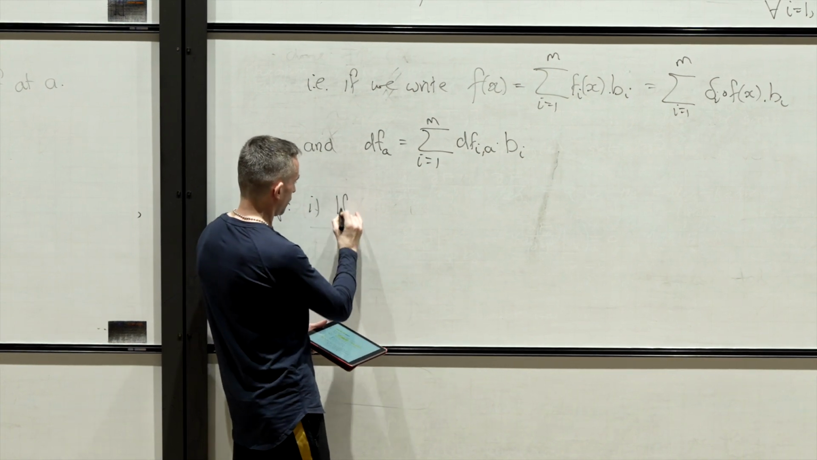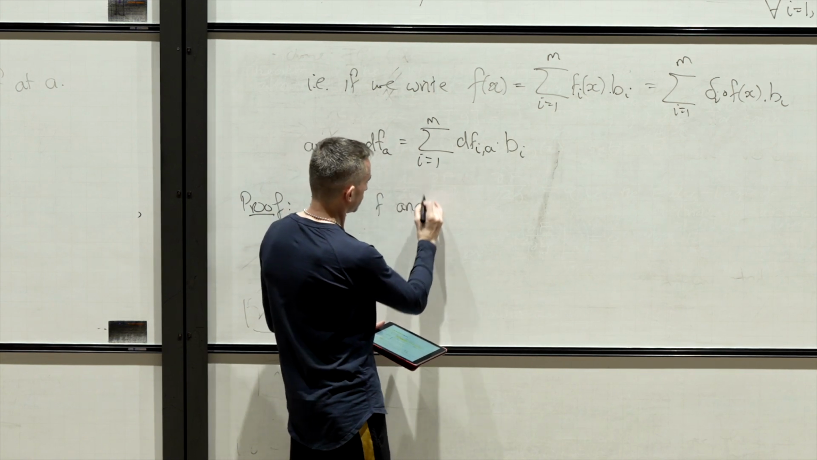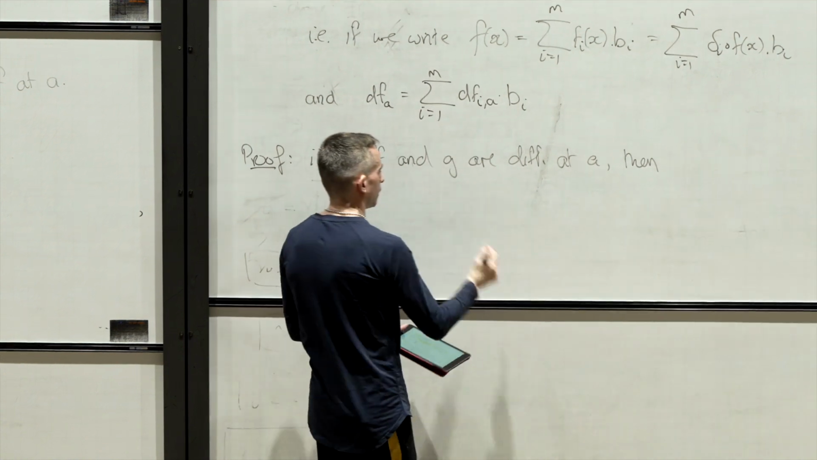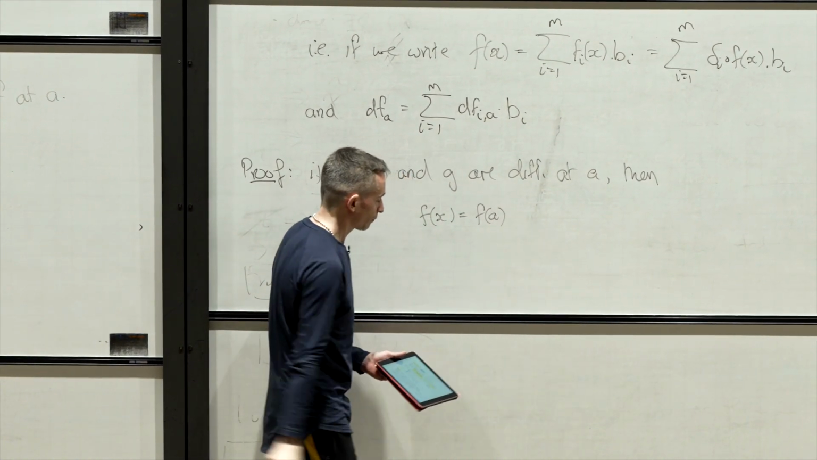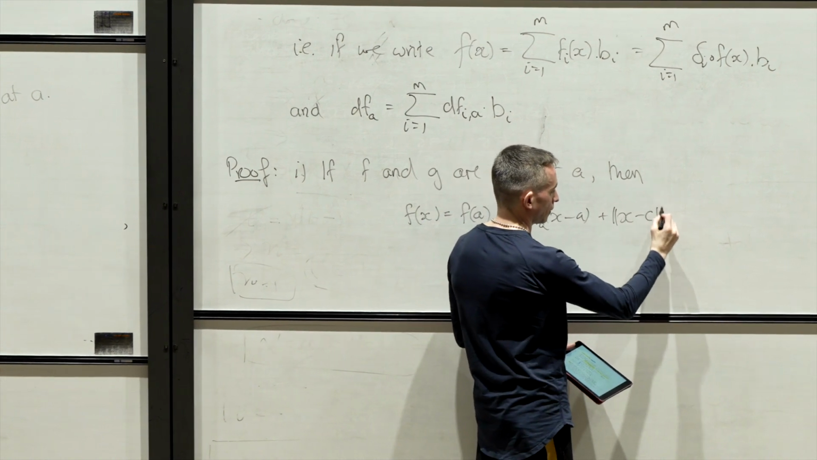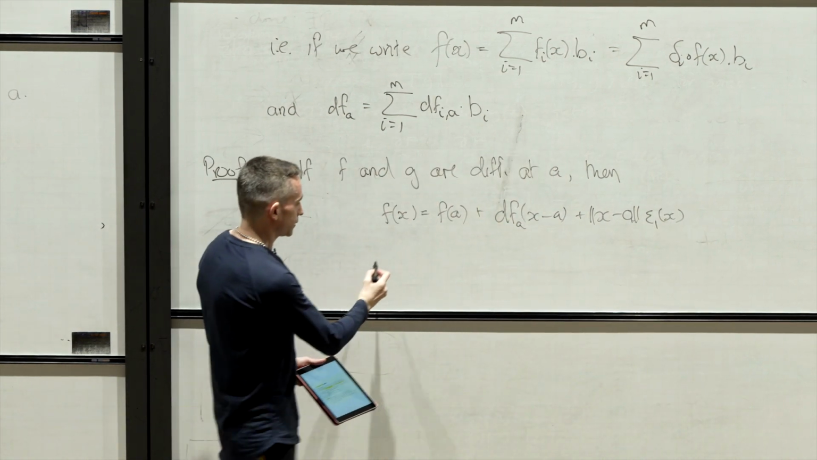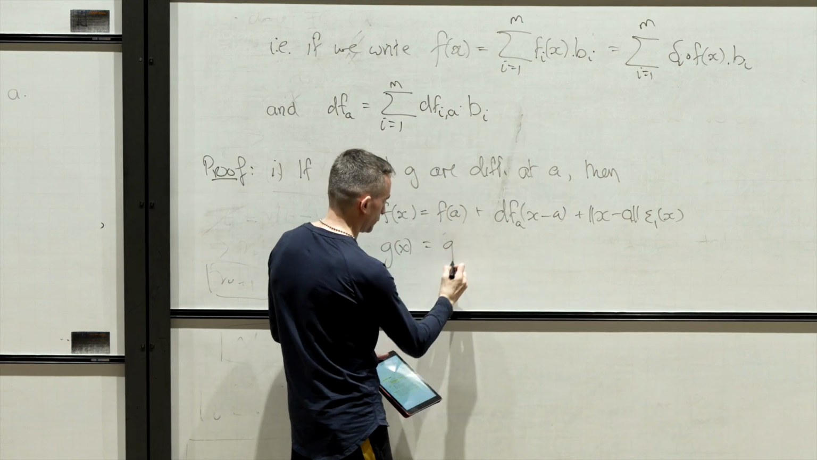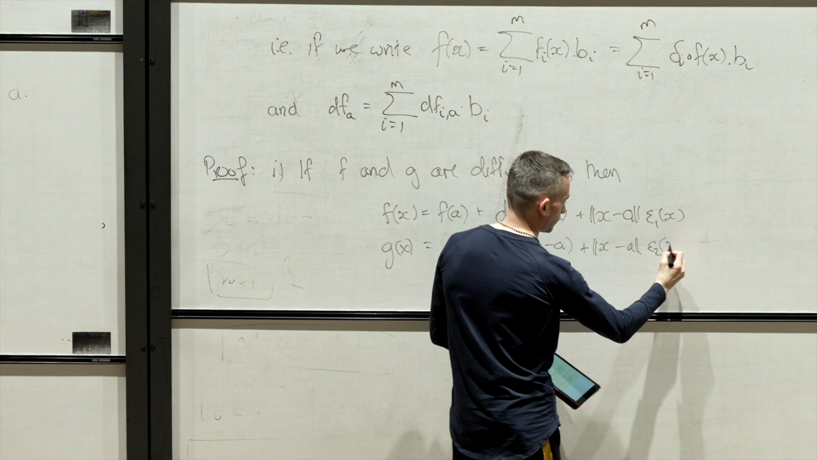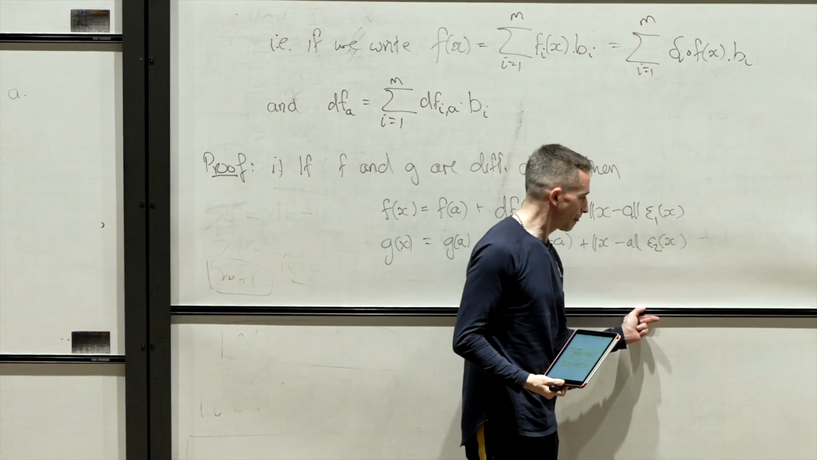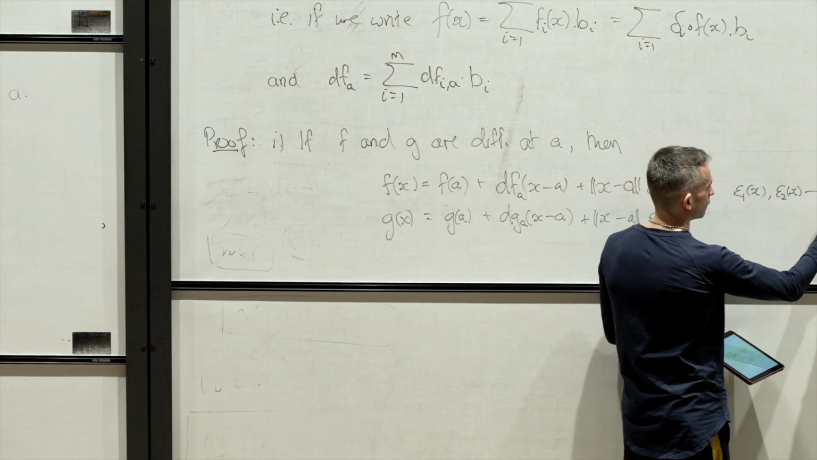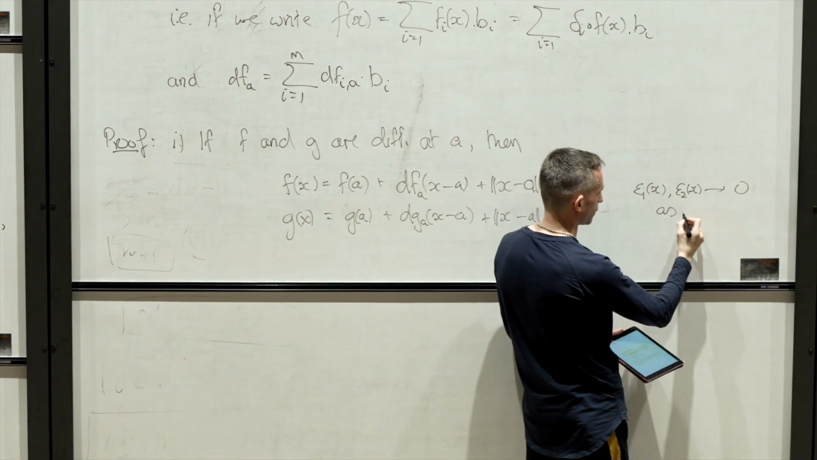Let's take one. If f and g are differentiable at a, then what do we get? f of x is just the value of the function at a plus the linear map, which is the derivative at a, applied to x minus a, plus the norm of x minus a times an error, epsilon 1. And we get the same expression for g, times some other error factor, epsilon 2, and we know that epsilon 1 of x and epsilon 2 of x tend to 0, which is what we define their value to be at 0, as x tends to a.